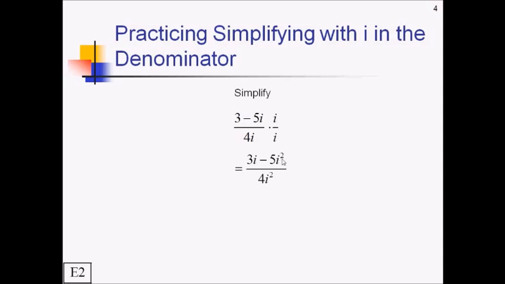5i squared is -5, but we're already negating it, so that'll be a +5 up there, and a -4 down here. And there's not really much else we can do. This is as simplified as it gets.